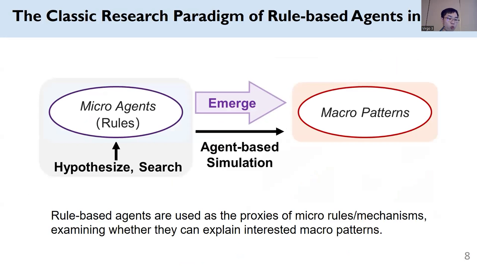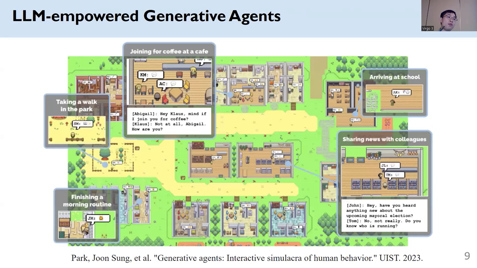If we summarize these previous works, we can find that their focus is to use micro agents as proxies of some rules or mechanisms, and examine whether they can explain some macro patterns of interest through agent-based simulations. But we all know that when the LLM came, the paradigm changed radically. One very influential work from last year is Generative Agents. I believe a lot of us are aware of this paper.